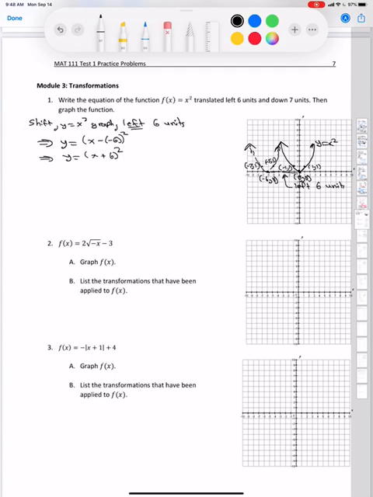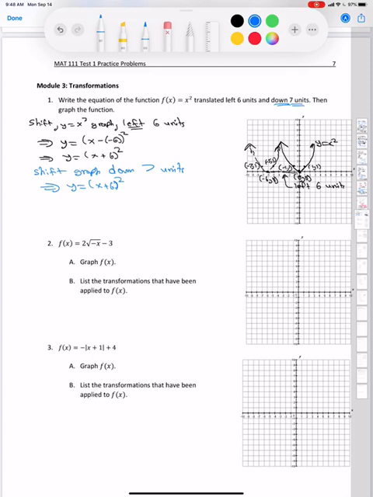And now we're going to our final translation. It says down 7 units. So now we want to shift. This is what we call a vertical shift. Shift graph down 7 units. Now as our equation goes, we've got our equation of y equals x plus 6 squared. Now we've shifted left 6 units.